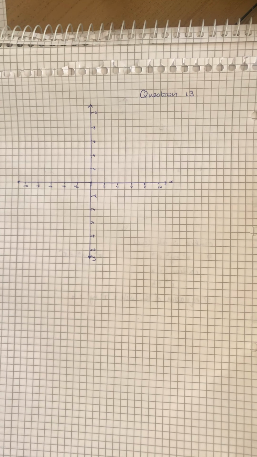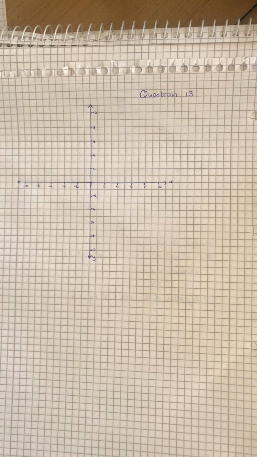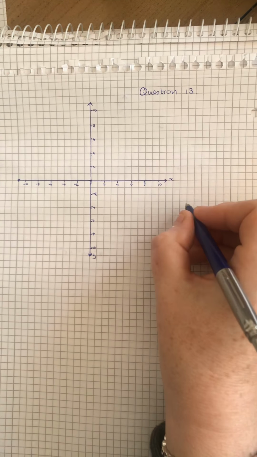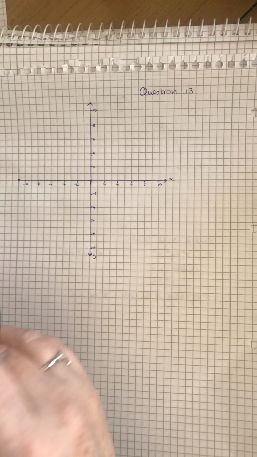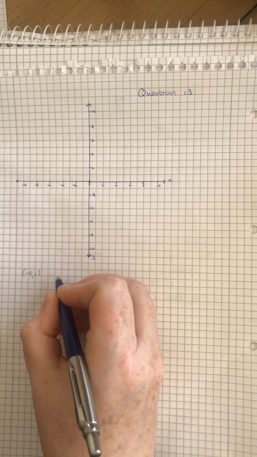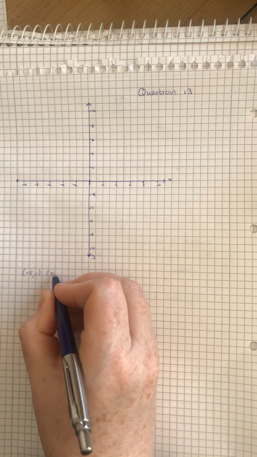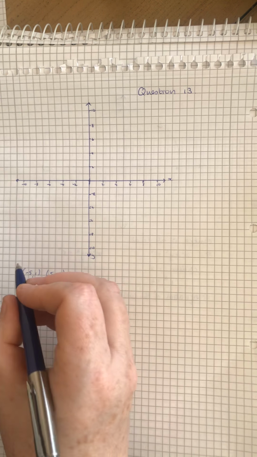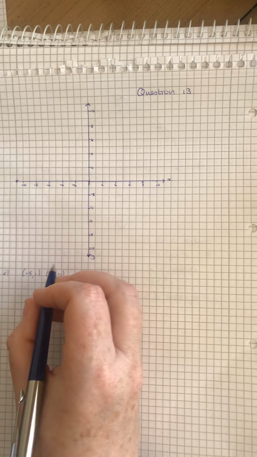And in the last thrilling video for today, we're going to look at question 13. We have a line segment joining (-5, 1) and (5, -1), and that's a diameter. We need to find the center of the circle.